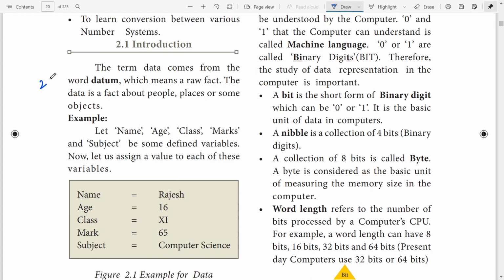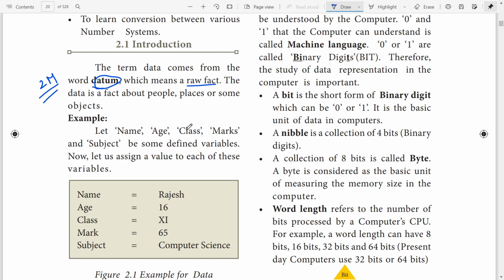This one is important, two more questions. The term data comes from the word datum, which means raw fact. It doesn't give any information clearly. The data is a fact about people, place, or some objects.